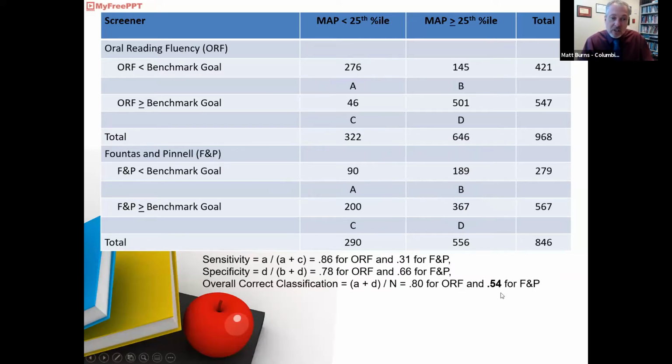Overall correct classification of 54%, which means I could spend thousands of dollars to buy all this stuff. I could train my teachers how to do it. I could take 20 or 30 minutes per kid to administer the test, or give each teacher a quarter and you'll get it right just as often. I think we should spend a minute on that.